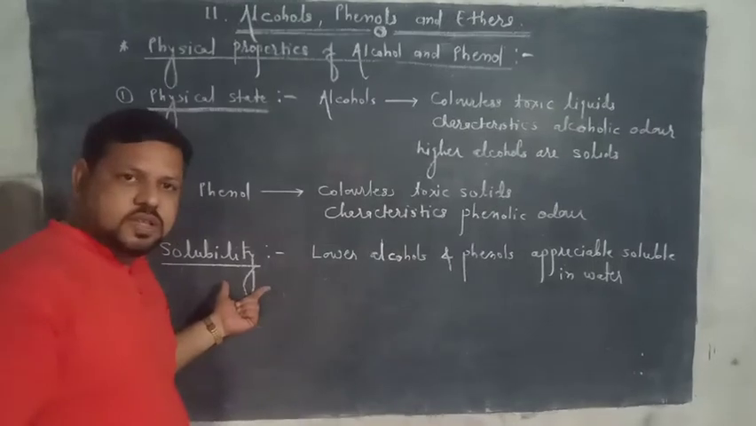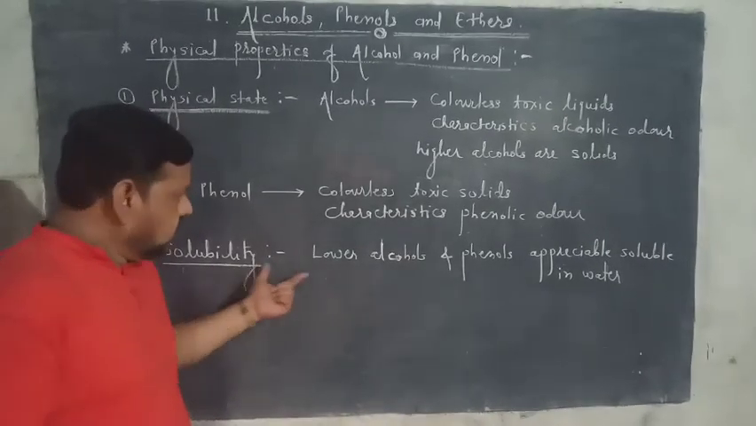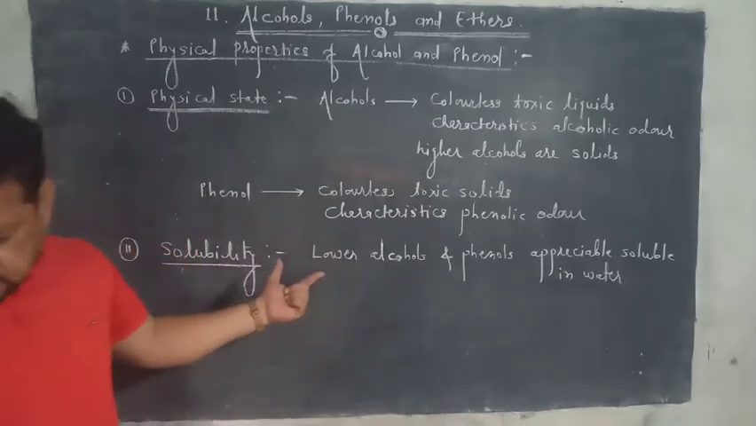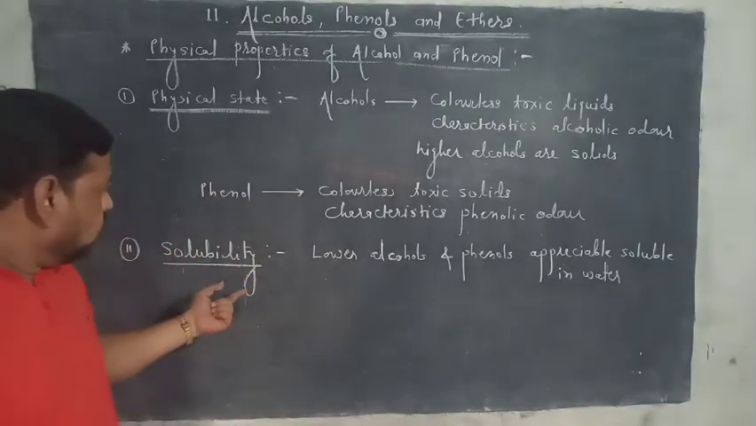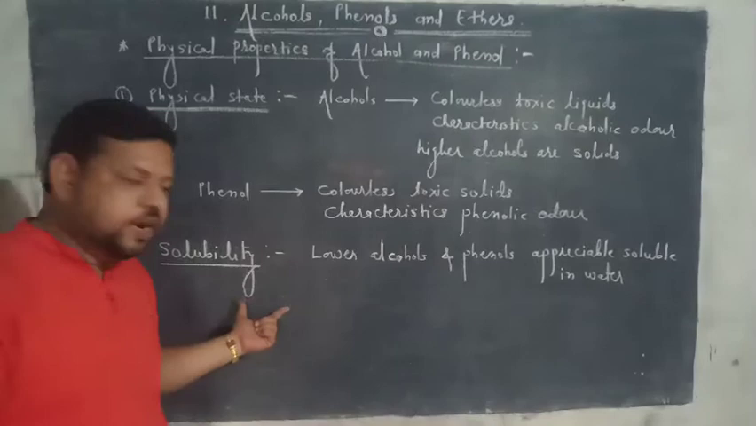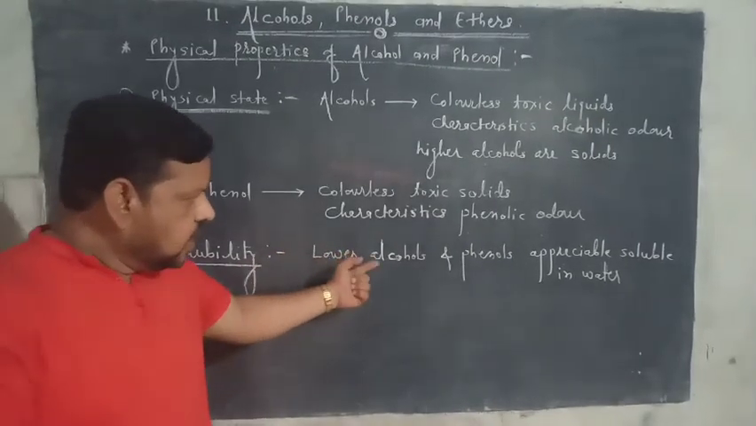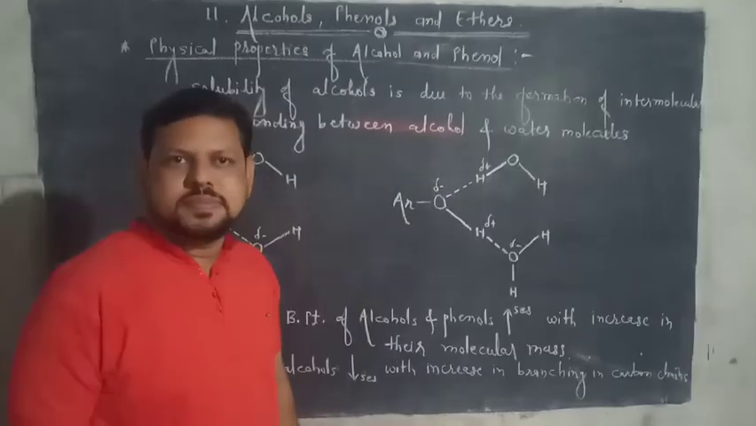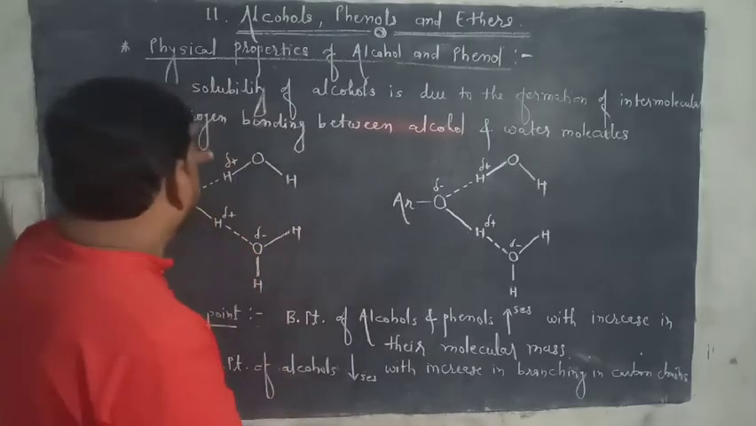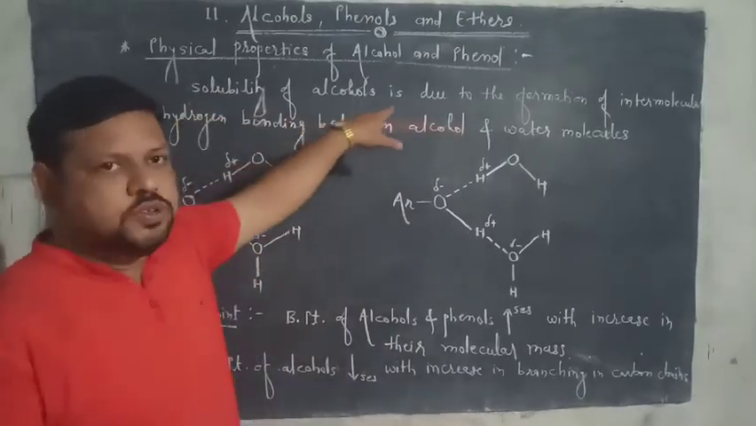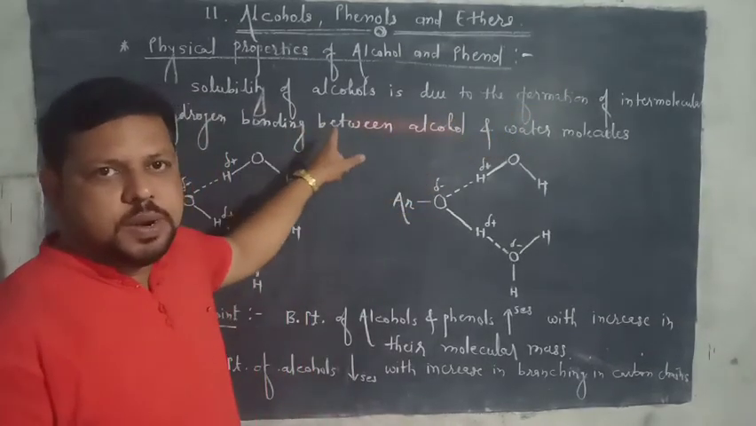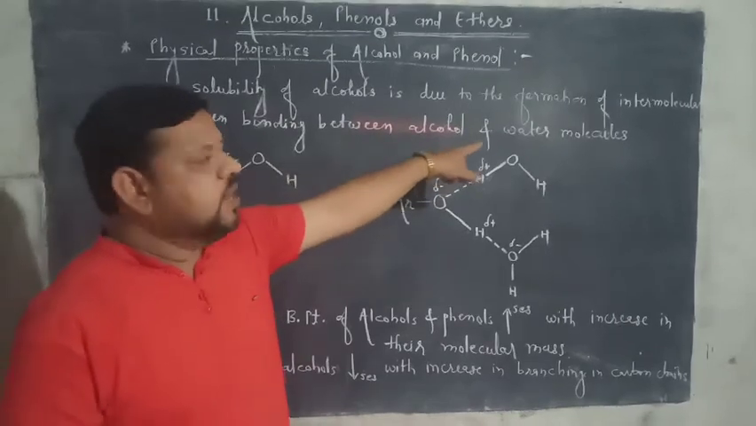Then this solubility of alcohols and phenols is due to the formation of hydrogen bonding between alcohols and water. See, the solubility of alcohols is due to the formation of intermolecular hydrogen bonding between alcohol and water molecules.